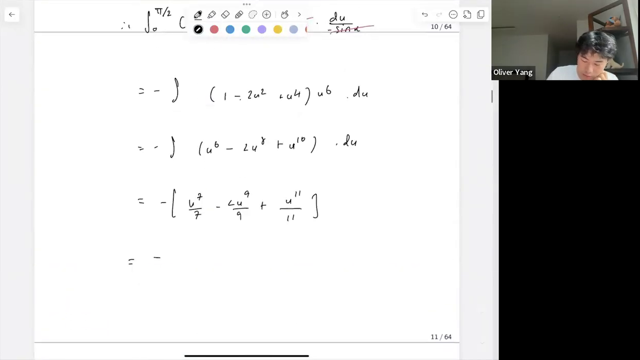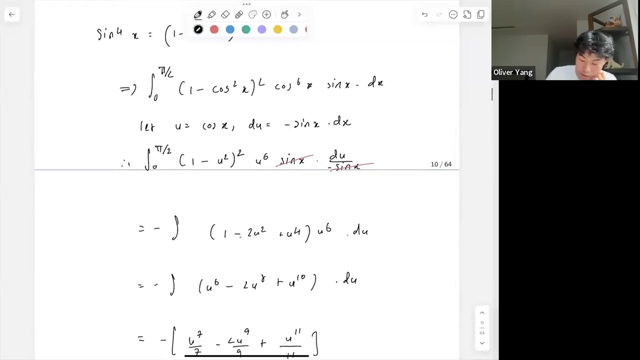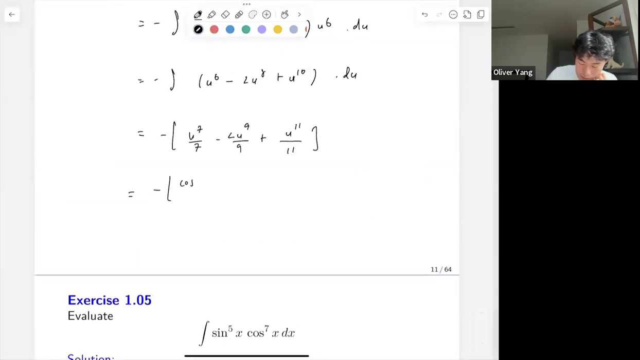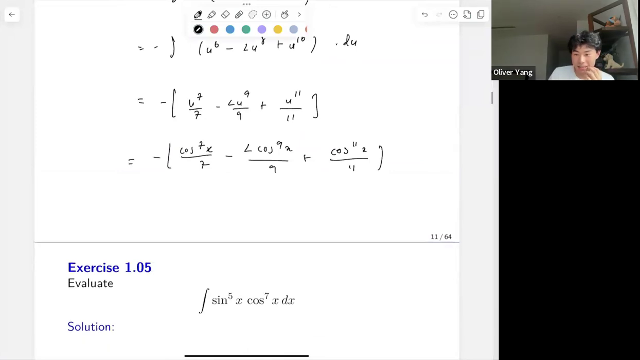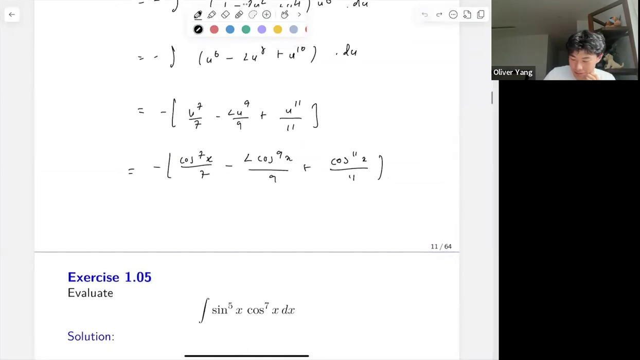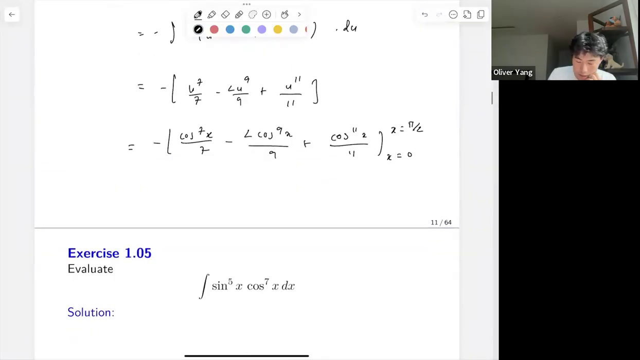So we're going to resubstitute our u now. It was cos x, so we're going to rewrite it as cos x. So cos 7x over 7 minus 2 cos 9x over 9 plus cos 11x over 11. Now that we've done this, our terminals are x equals 0 and x equals pi on 2, right? From the start of the question. Sub it in, right?